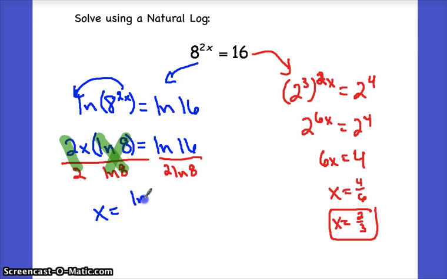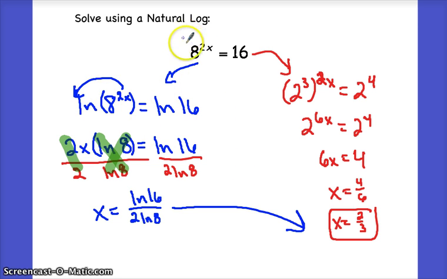And the natural log of 16 divided by 2 times the natural log of 8, you'll find will also come out to 2/3. So another great way to solve that problem. Lots of different opportunities, lots of different ways to solve. You can use a logarithm, such as a natural log. You can use a log base 8, like we did on the first screen. Or you can use equal bases when the opportunity presents itself.